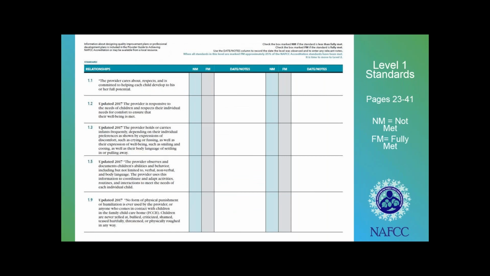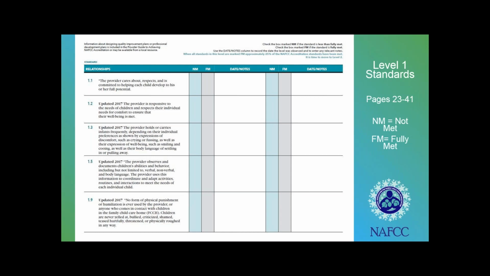Starting on page 23, you will see that the standards are now listed according to level and content area. For example, page 23 starts the Level 1 standards, starting with relationship standards. You will start here and work through each standard as you go through the book. Let me give you an example. Let's say we're starting from the very beginning. You're going to read to yourself standard 1.1: The provider cares about, respects, and is committed to helping each child develop his or her full potential.